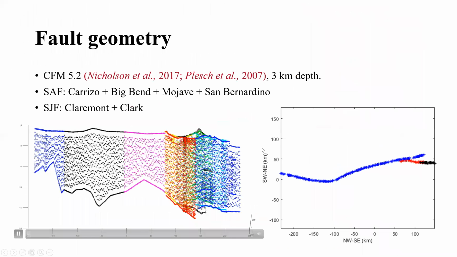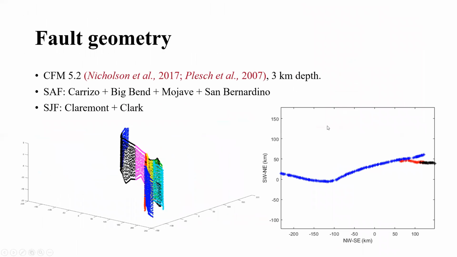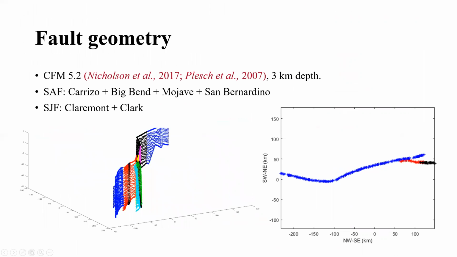For this study, the fault geometry is from Community Fault Model 5.2, and we get the fault geometry at 3 kilometer depths in our model.